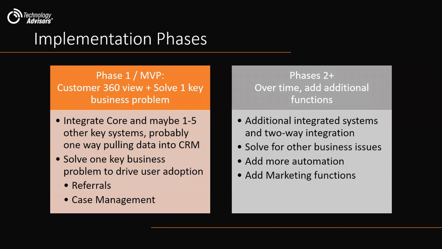And then once you get that first phase rolled out, over time, you're going to add additional functions. And this doesn't have to be a lot of time necessarily, but you're going to do things like add additional integrated systems so that you can start to really truly connect everything together and make that actual 360 customer view where you really can see everything on one screen. You're also probably going to start to look at two-way integration, being able to do at least simple updates like maybe an address change or a phone number change from inside the CRM system, rather than having to go to the core or other systems in order to do some of those things.